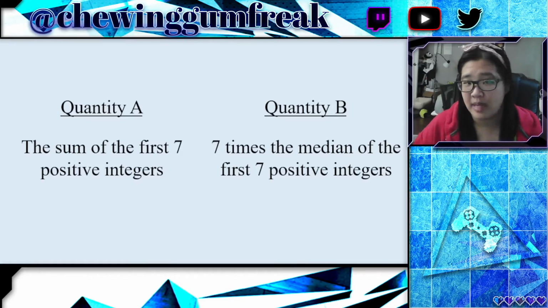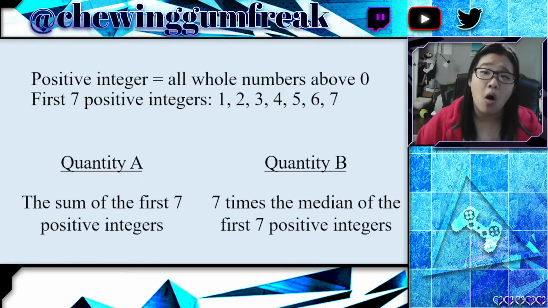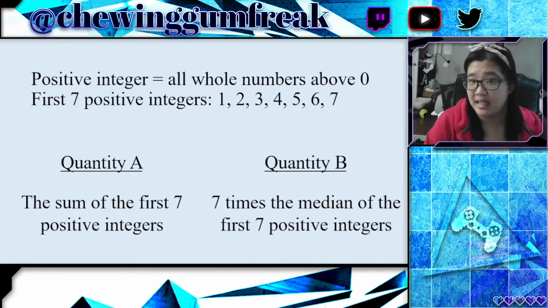We want to first make sure we know all of this vocabulary. Positive integers, of course, are all whole numbers above 0.